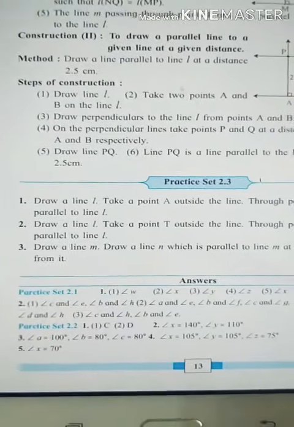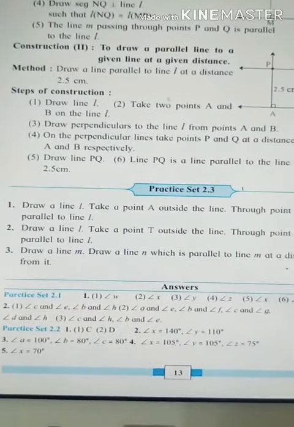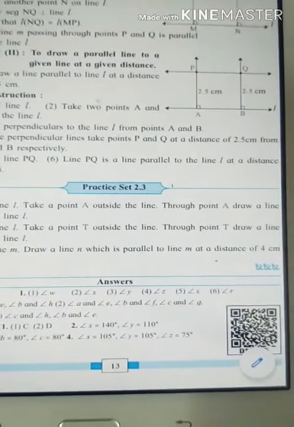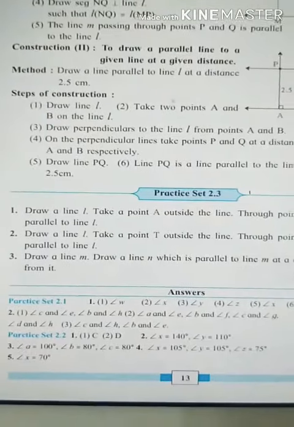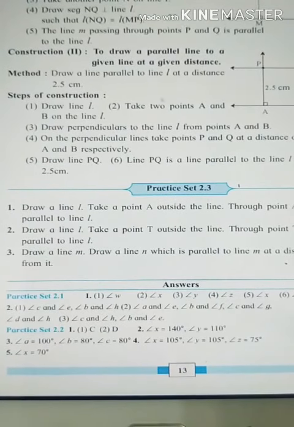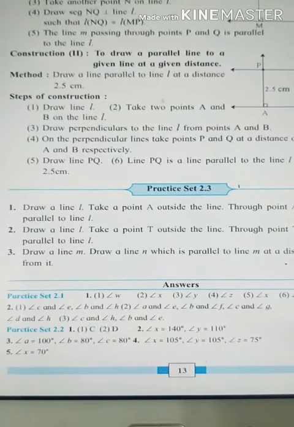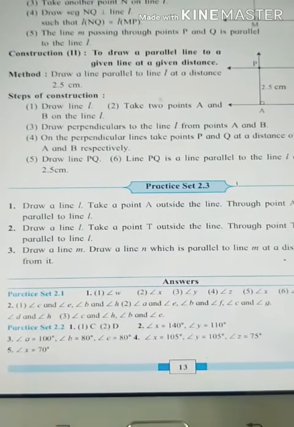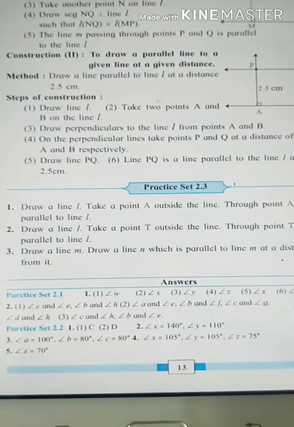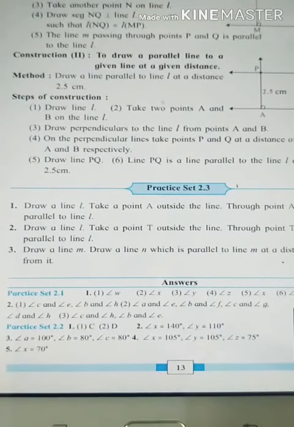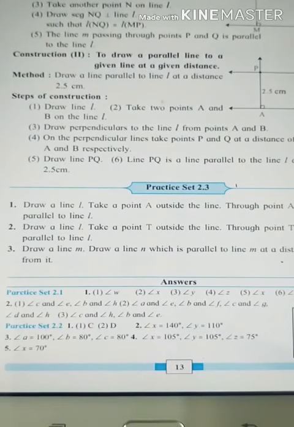Now let's do the second sum. Draw a line L, take a point T outside the line. Through point T, draw a line parallel to line L. The same as the first sum: draw a line L. In the first sum we had to take point A outside; here we have to take point T outside the line. You can either do it by set squares, or I will show you another method to make this construction. Any one method you can follow.